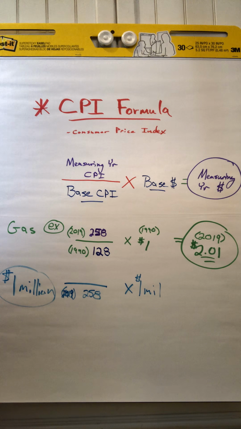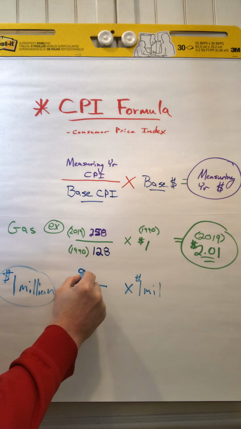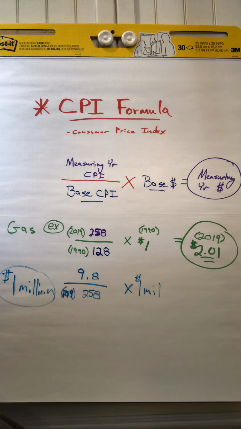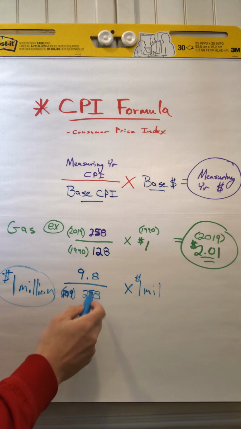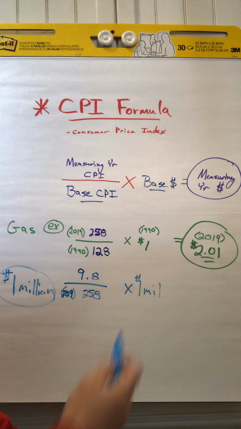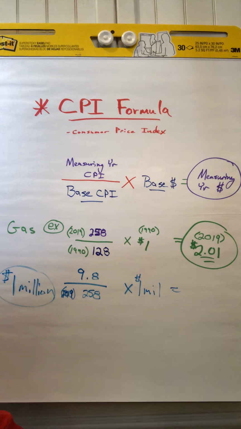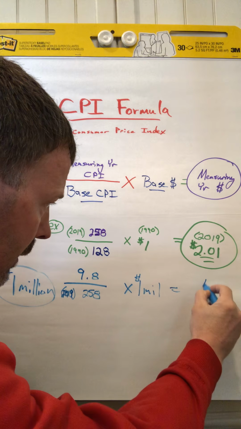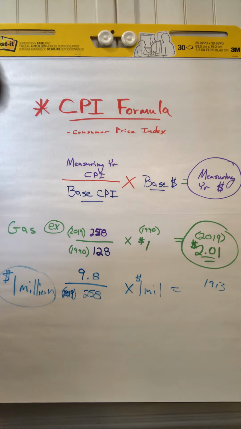So 1913, the CPI was 9.8. Then you can do the math and divide 258 into 9.8, times it by a million, and it's going to end up being $40-some thousand, since I don't have my calculator on me right now. But that's how you'd set it up, because you want to know in 1913 how much money that would be.